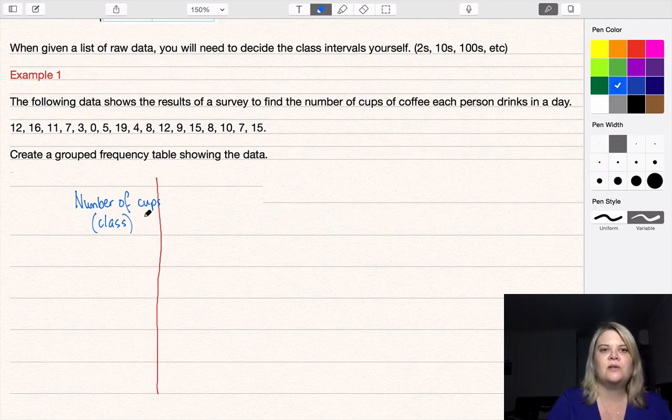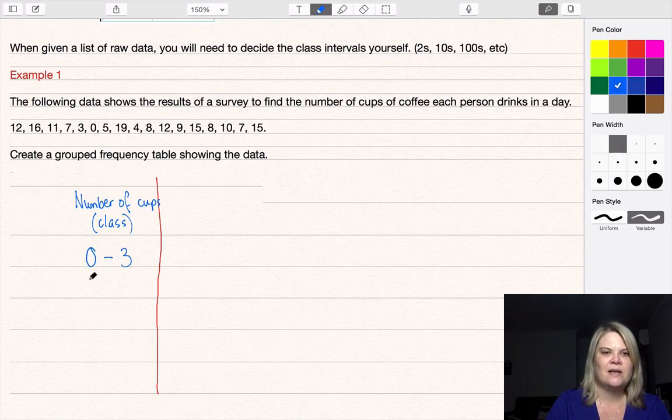I'm deciding the intervals I'm going to use. I'm going to look at the lowest number of cups, which is 0 in this raw data. The highest number is 19. So I need to go between 0 and 19. I could go in 5s, but there would only be four classes, which is a bit few, so I need to go less than 5. I think I might choose 3s. So my first one, I'm going to start at 0 to include 0, 0 to 3. I don't need to include halves because there are no half cups of coffee, at least not in this survey.